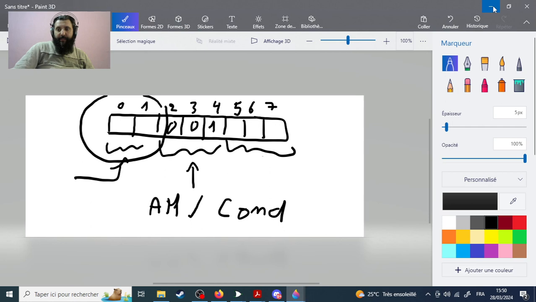We have two bits. For instance, if I choose to put 00 here, what does that mean? What does 00 mean here?